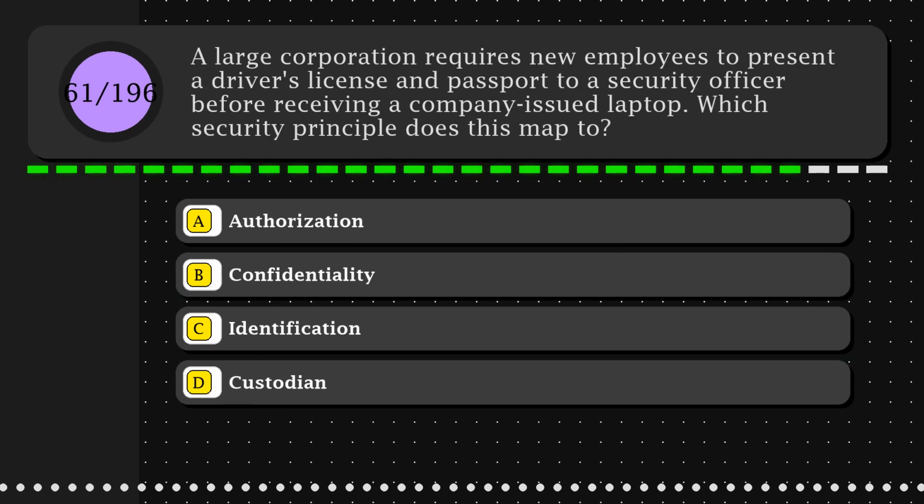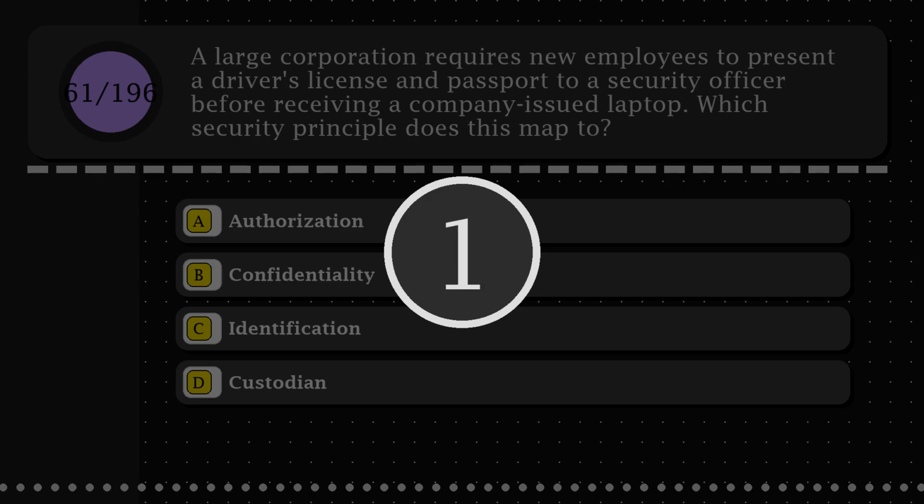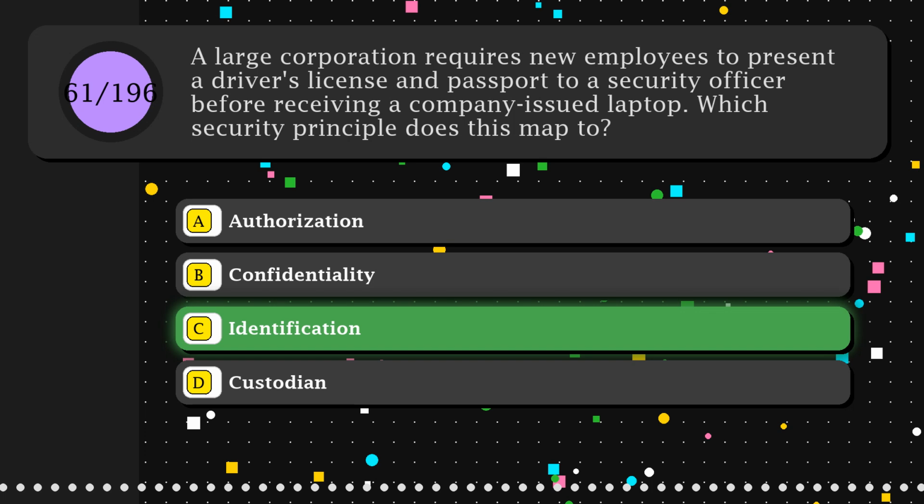Question 61. A large corporation requires new employees to present a driver's license and passport to a security officer before receiving a company-issued laptop. Which security principle does this map to? Option A, authorization. Option B, confidentiality. Option C, identification. Option D, custodian. The correct answer is option C, identification.